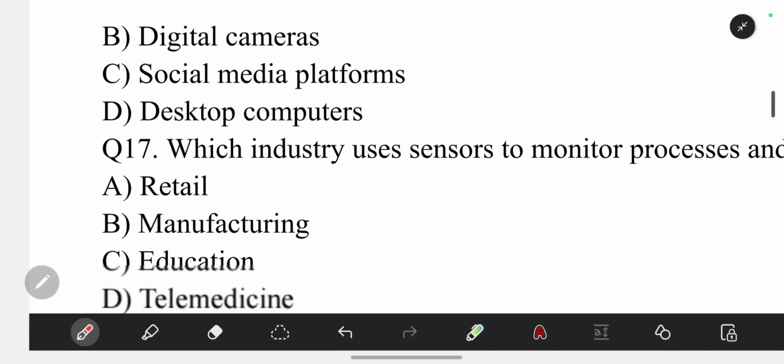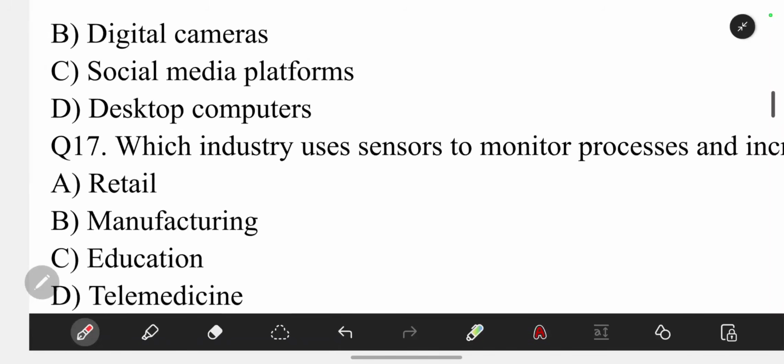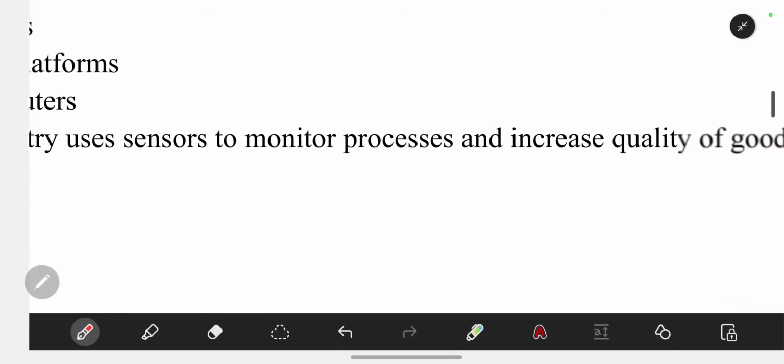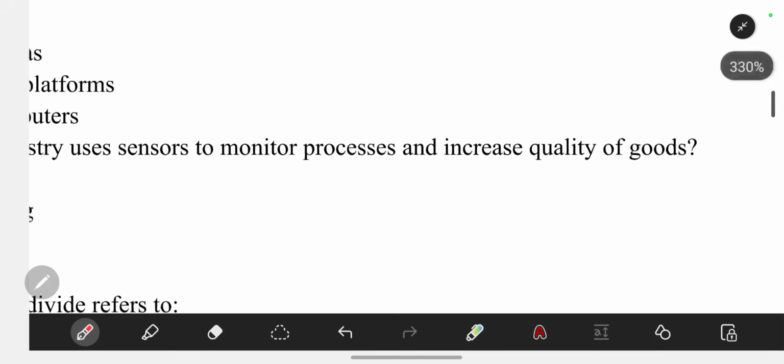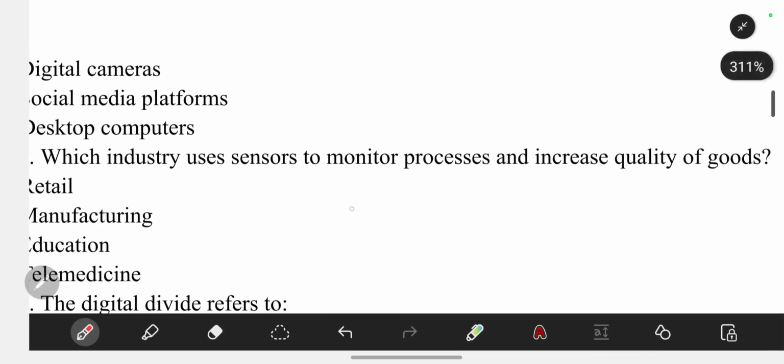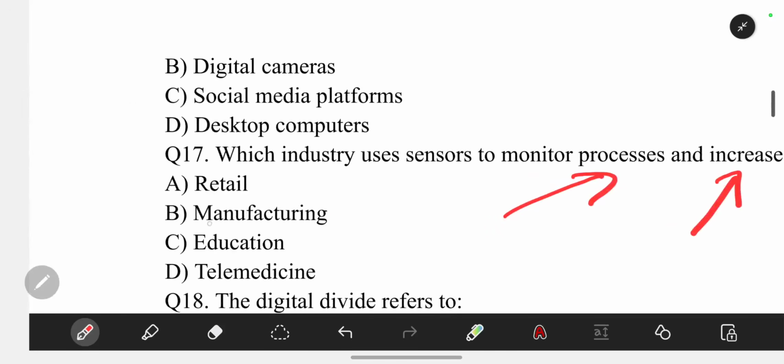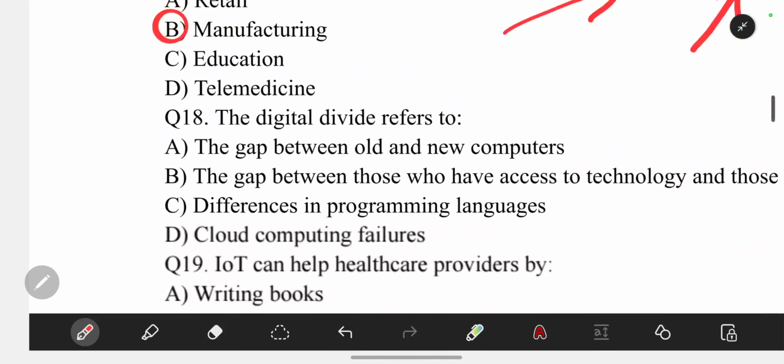Number 17, we have: which industry uses sensors to monitor processes and increase quality of goods? So monitor processes already, it has to do with a company that makes things and increase quality. So a company that makes things is the manufacturing.